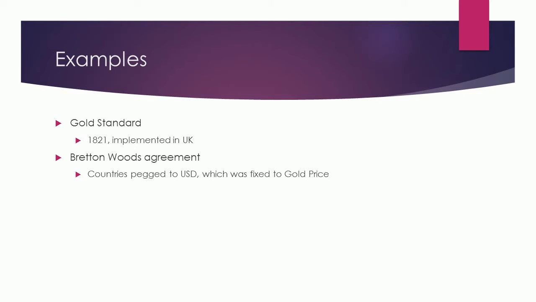Some examples include the gold standard, which was implemented in 1821 in the UK, which fixed the UK pound to the price of gold. The Bretton Woods Agreement, where countries pegged their currency to the United States dollar, which was fixed to the gold price.